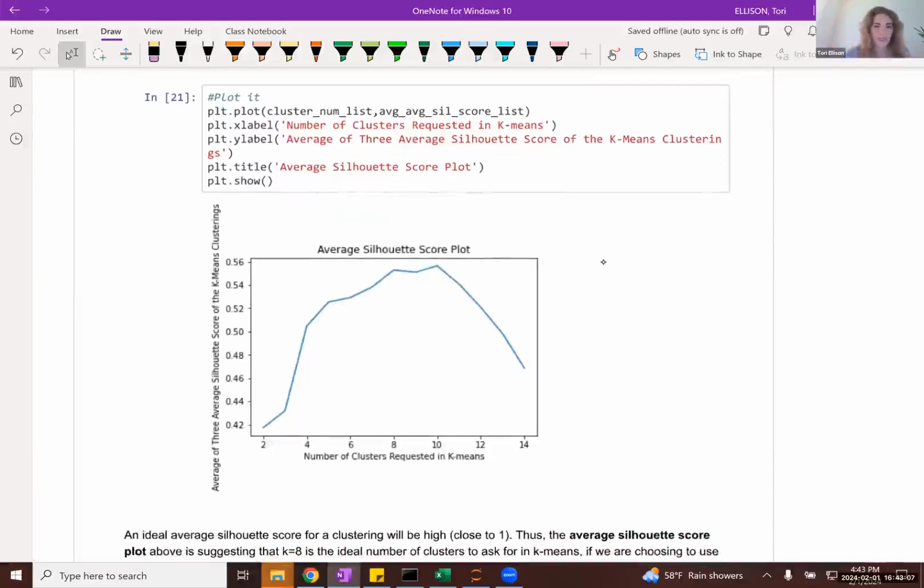So the code to generate an average silhouette score plot is almost exactly the same as how you would do it for a k-means elbow plot. The only real difference is that rather than calculating the inertia of a given k-means clustering, now you're calculating the average silhouette score. So you put all those values into a plot.